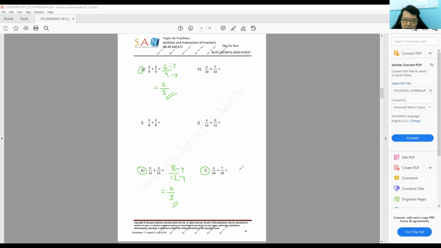Let's try L. Same denominator again, so we will just add the numerator. 3 plus 7 equals 10. Oh, and we have 10 out of 10. Is that the simplest form? What is 10 out of 10? 10 out of 10 is actually 1 whole. Okay, so that's the simplest form. Hope you've gotten the answers correct. If not, review the steps again. And we're going to move on to the next question.